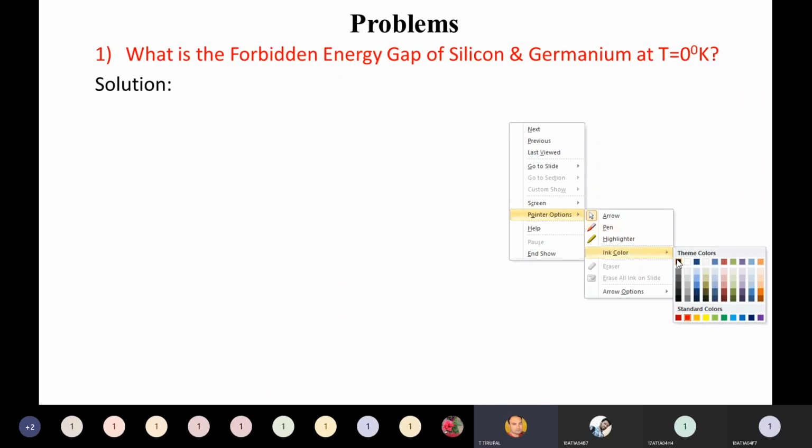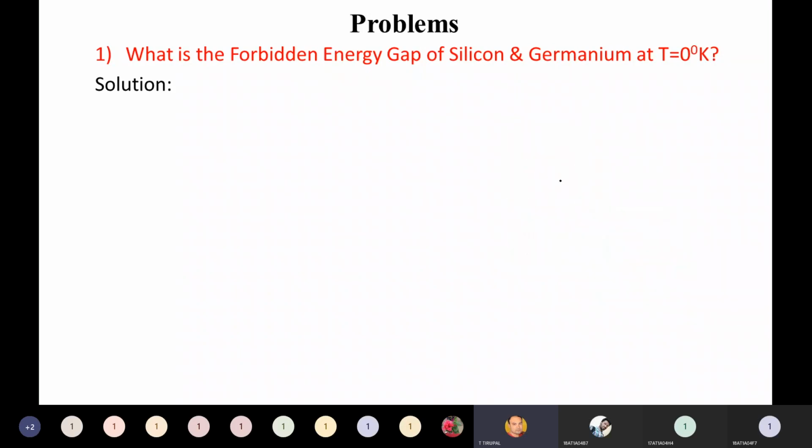The forbidden energy gap of silicon and germanium at T equal to 0 degree Kelvin. So how do you solve this problem? Forbidden energy gap. Actually, we told already energy gap Eg is equal to how much? How to find forbidden energy gap? The formula is Eg equals Eg naught minus beta into capital T.